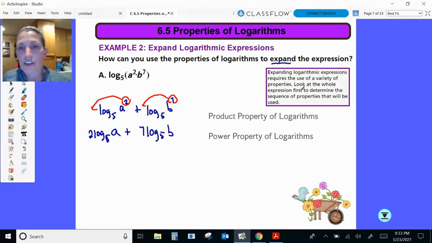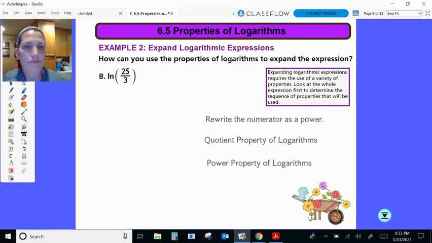Look at this little box over here. Expanding logarithmic expressions requires the use of a variety of properties. Look at the whole expression first to determine the sequence of properties that will be used. Okay, so that's kind of important.